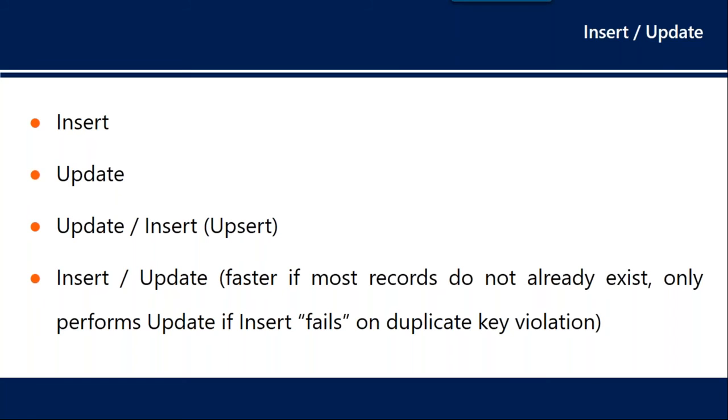Insert update actually tries to insert the record first, and if that fails, for example, if you have a primary key violation, then it'll go look for the existing record and try to do an update.